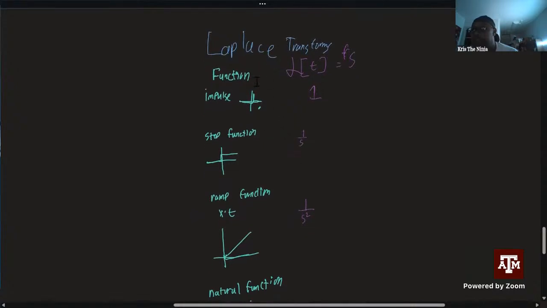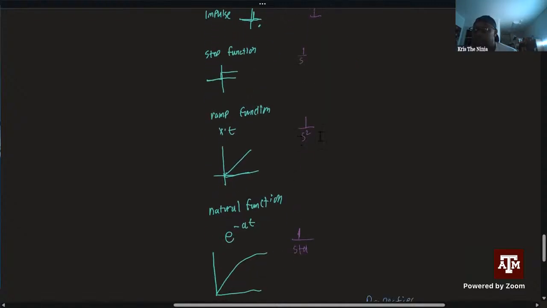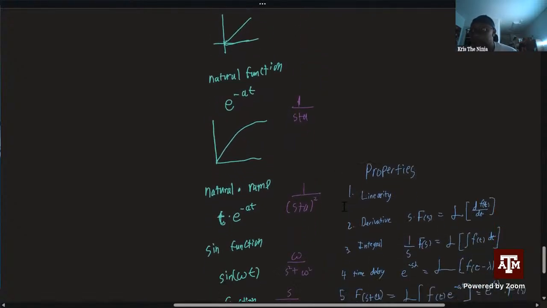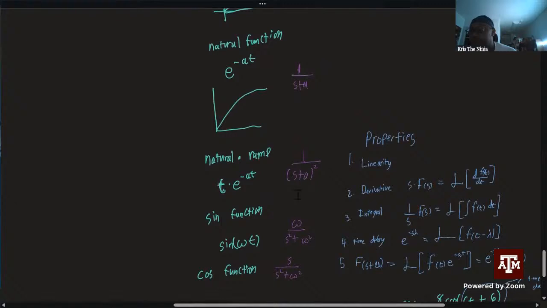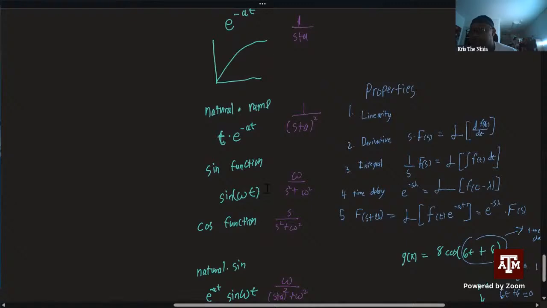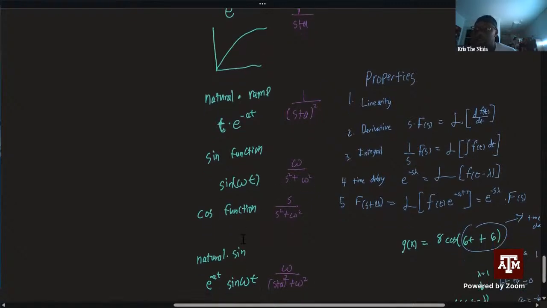So we have the function on the left and the Laplace output on the right. An impulse function just goes to 1, step function 1 over s, ramp function 1 over s squared, natural function, which is e to the minus at, that goes to 1 over s plus a. You have the natural times a ramp function, which is 1 over s plus a squared. You have a sine function, that's omega over s squared plus omega squared, cosine function, which is s over s squared plus omega squared.